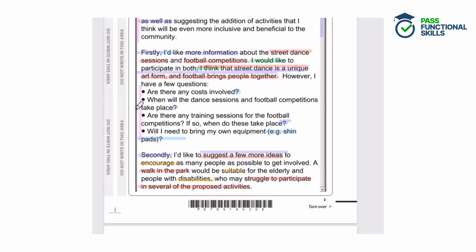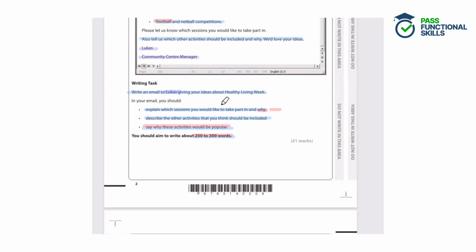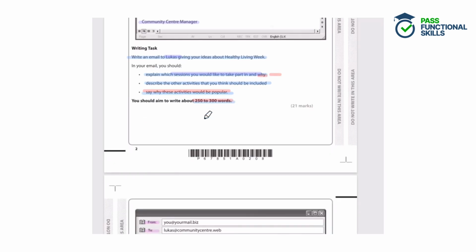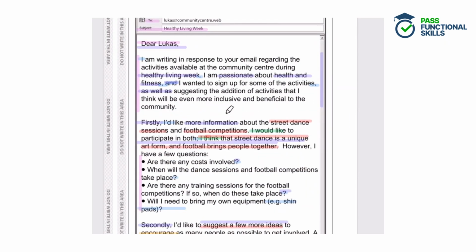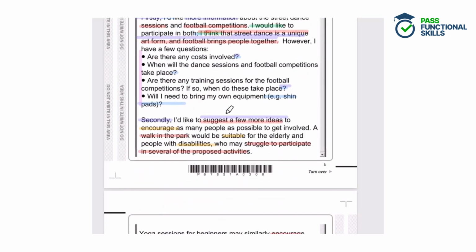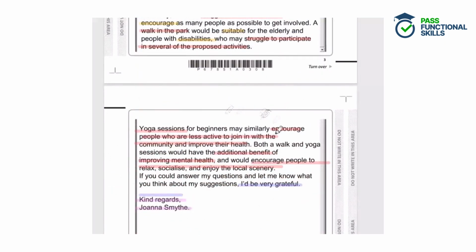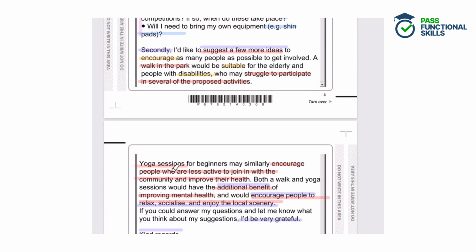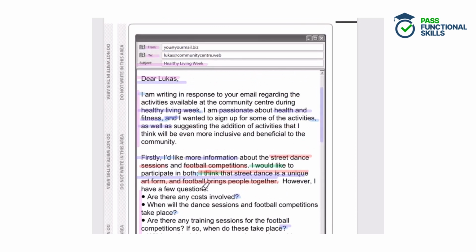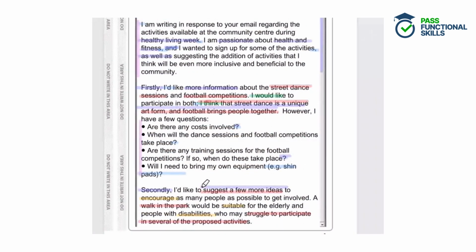This matches the purpose of the text because we've been told that we really want to do these activities. There are sessions that we would like to take part in. And we're also trying to persuade Lucas that our suggestions are positive and will create benefits for the community. So for example, we've got additional benefit here, encouraging people to relax, socialise and enjoy scenery. So all very positive language to persuade Lucas to take our ideas seriously.